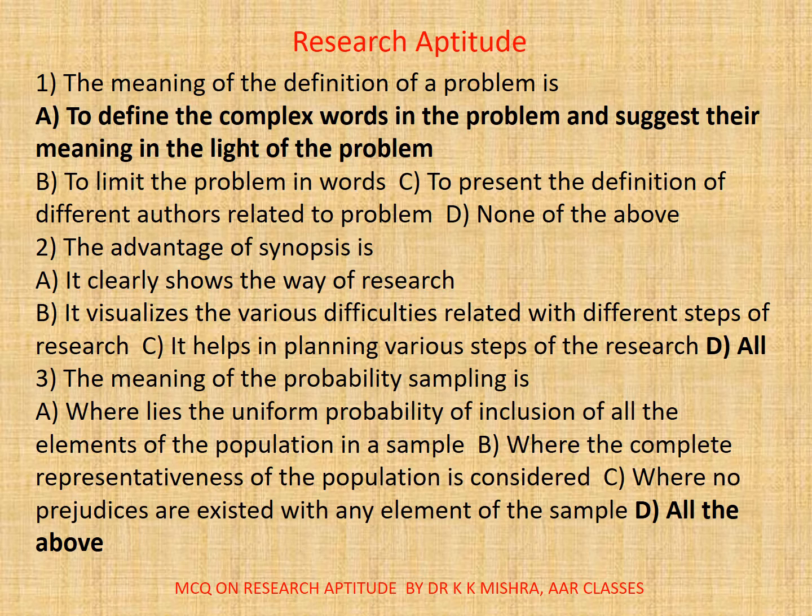3. The meaning of the probability sampling is A. Where lies the uniform probability of inclusion of all the elements of the population in a sample. B. Where the complete representativeness of the population is considered. C. Where no prejudices are existed with any element of the sample. D. All. Here correct option is all.